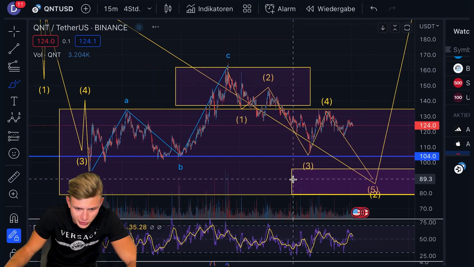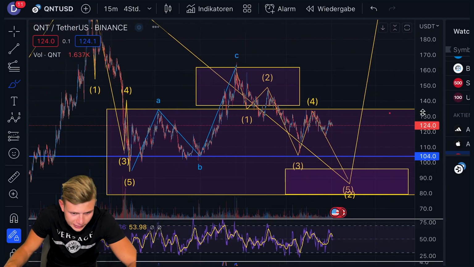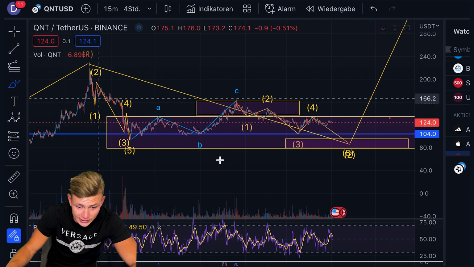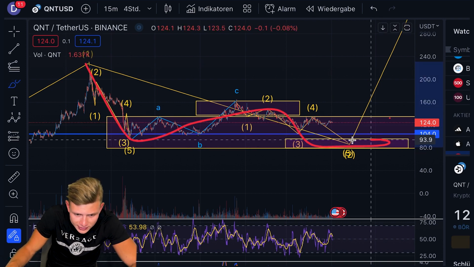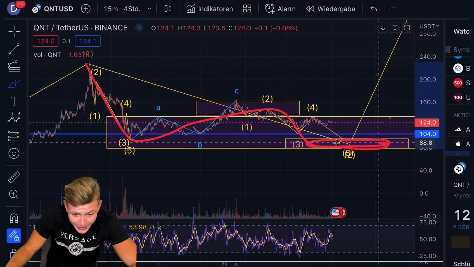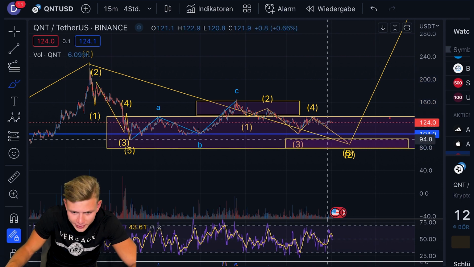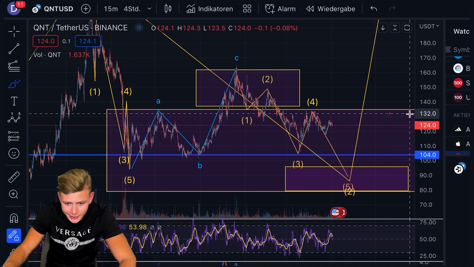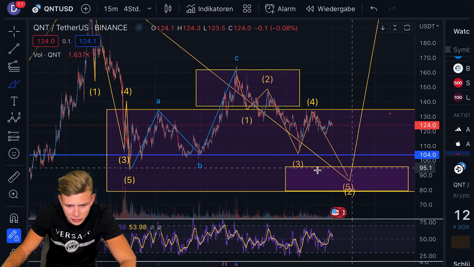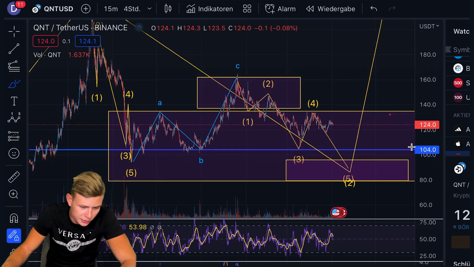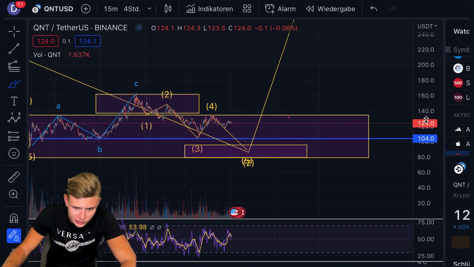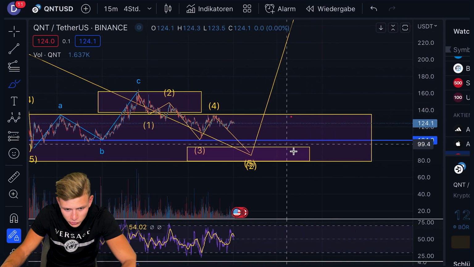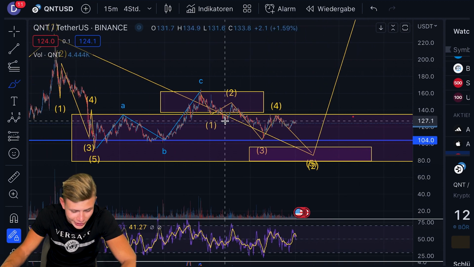So let's now, last but not least, have a look at the QNT chart. And as you can see, I'm still following the expectation. I'm still expecting us to go down once more into my trend reversal area, and this to be an ABC pattern. For this, we need to hit 80, or the price region between 80 and 95 US dollars. If we're hitting it, I will definitely buy some QNT for my long-term portfolio and open up a long position, because I'm expecting a bounce towards the 380 US dollar level. So it would actually be a 400% trade even without leverage.